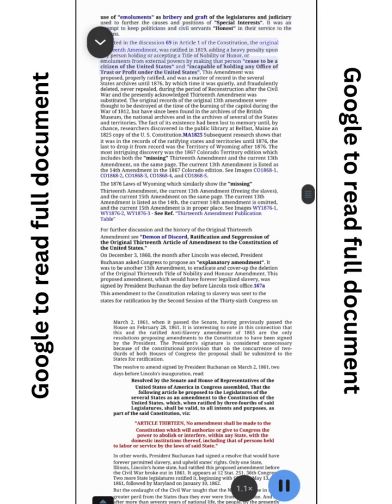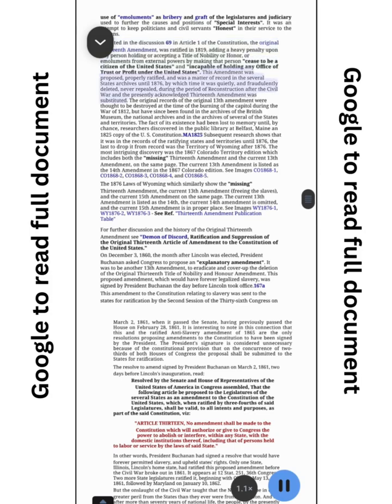As noted in the discussion in Article 1 of the Constitution, the original 13th Amendment was ratified in 1819, adding a heavy penalty upon any person holding or accepting a title of nobility or honor, or emoluments from external powers, by making that person cease to be a citizen of the United States, and incapable of holding any office of trust or profit under the United States.